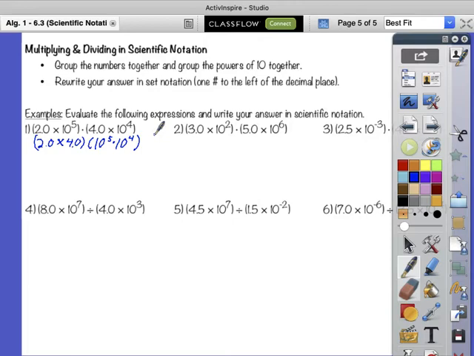Now, once we have these grouped, I think it's a lot easier to see how to multiply these. What is 2 times 4? 6. Because 2.0 is 2, 4.0 is 4. Oh, 2 times 4 is 8. So this is 8.